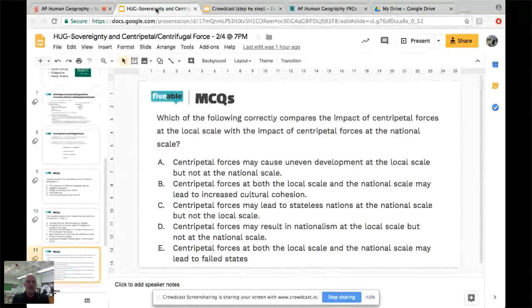A, centripetal forces may cause uneven development at the local scale, but not at the national scale. Centripetal forces are not going to cause uneven development. Centrifugal forces might, but not centripetal forces.